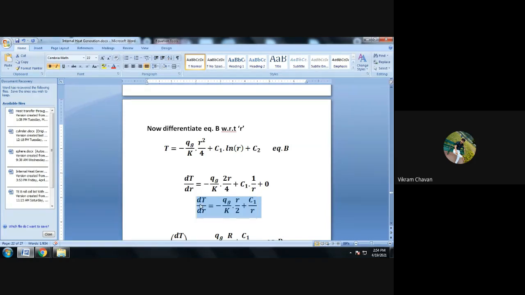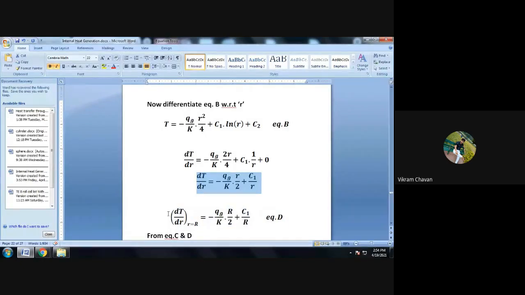Now we have to determine dT divided by dr when small r is equal to capital R. For that reason, we have taken small r equal to capital R. Whenever there is a small r, we have to replace that small r with capital R. So we'll get the equation for differentiation of T with respect to r when the radius is equal to the complete radius R, which is equal to minus qg divided by k multiplied by R by 2 plus C1 divided by R. That equation we give the equation number D.